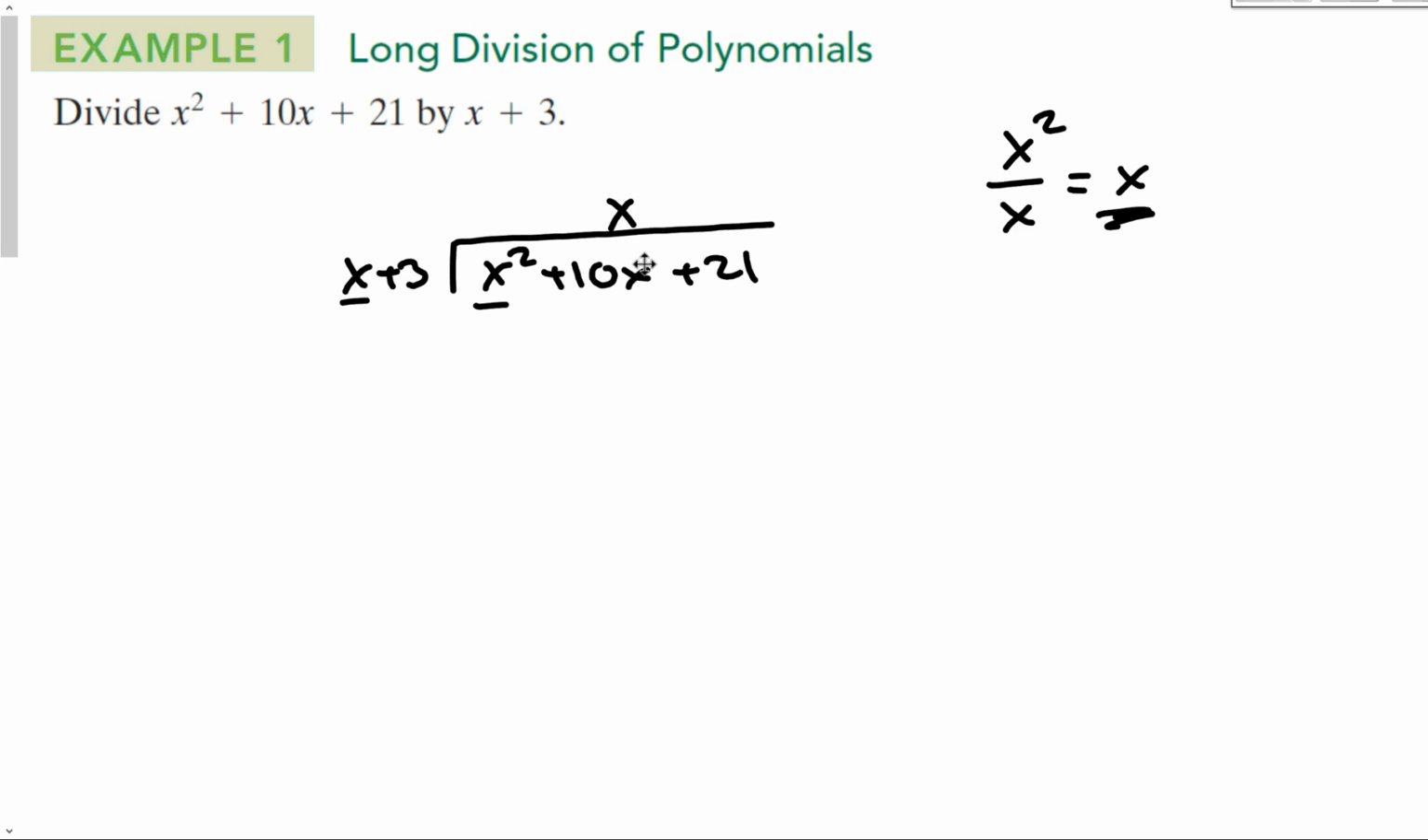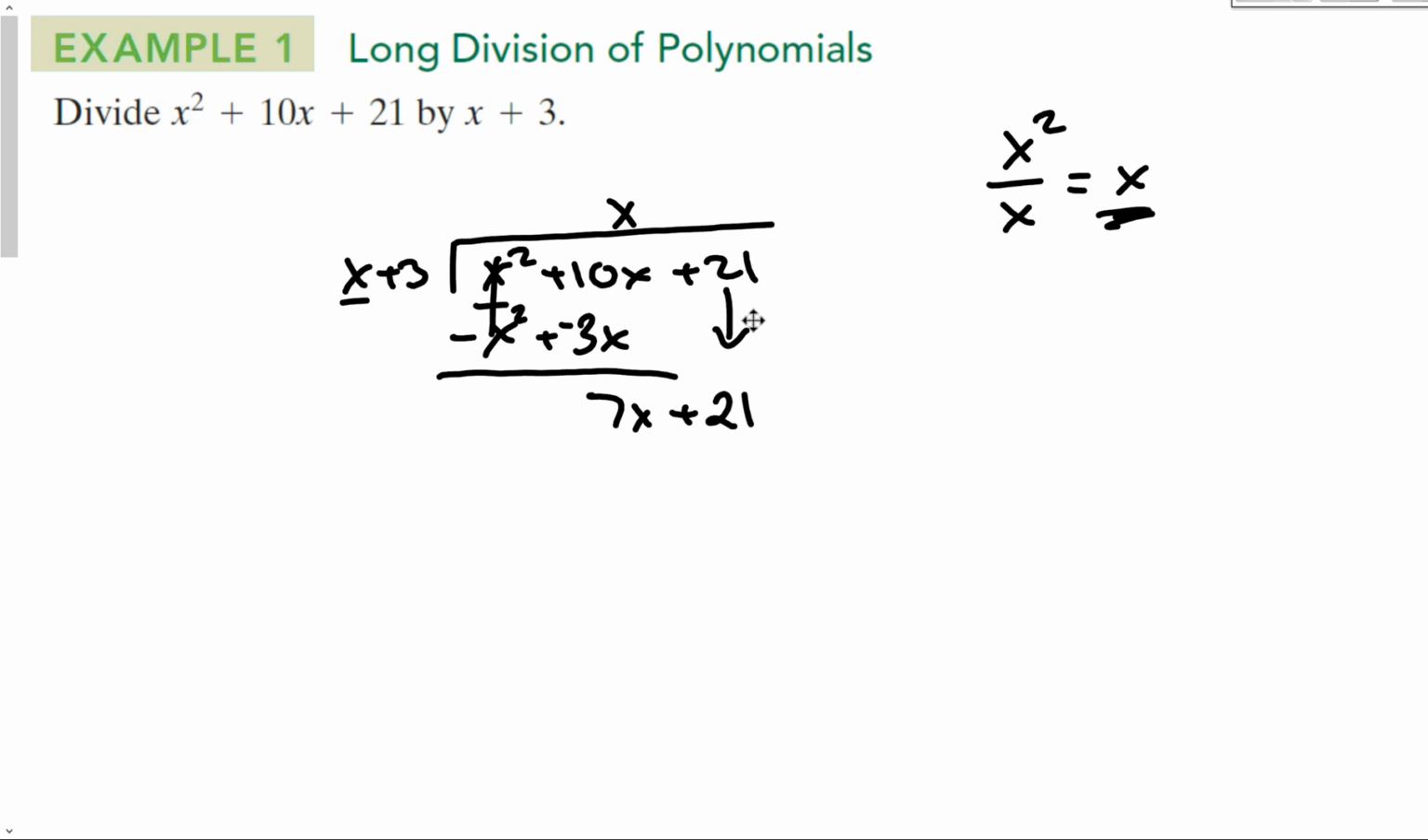So that's divide. Now I'm going to multiply. I take the x and multiply it by x plus 3, which gives me x squared plus 3x. Next, subtract. The way I like to do this is to change the signs of both terms. These two cancel, which was the point. If it doesn't cancel, we have a problem. 10x minus 3x gives me 7x plus 21. Bring down the last term.